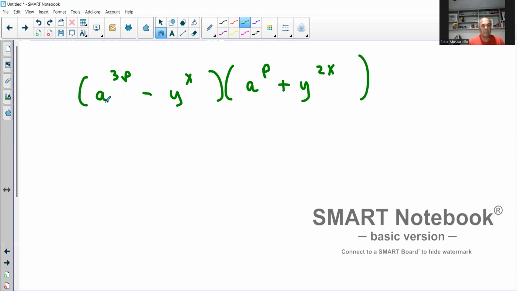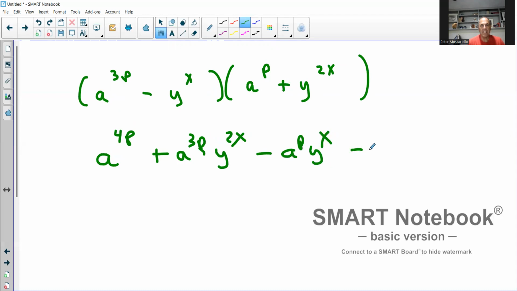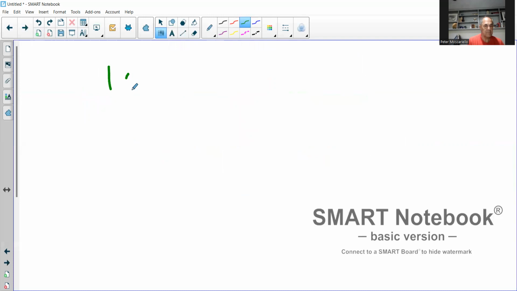First, the base is the same, a and a, so you add the exponents, 4p. Outer, I'll get a to the 3p, y to the 2x. Inner, negative a to the p, y to the x. And last is negative y. Now you add the exponents, 3x. No like terms, you're done. You're done. On to 19.